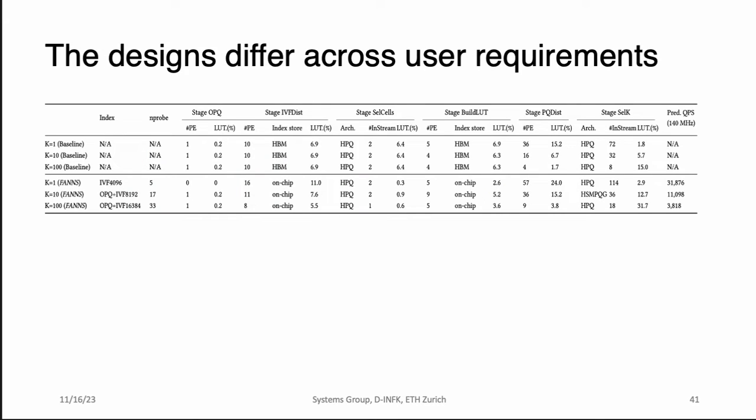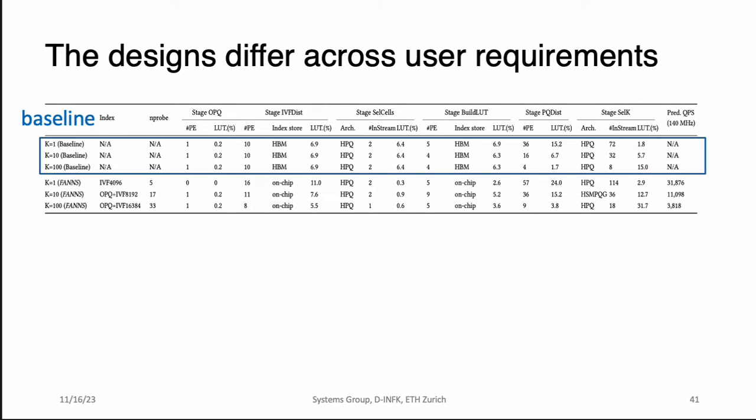Here we use a table to show that FANS generates different hardware for different users' requirements. In this table, on the top, we have the FPGA baseline. Essentially, this is the designed FPGA accelerator without considering the co-design framework. Essentially, for the 6 stages, we want to balance the hardware resource utilization across all those stages and try to fit everything on the FPGA.